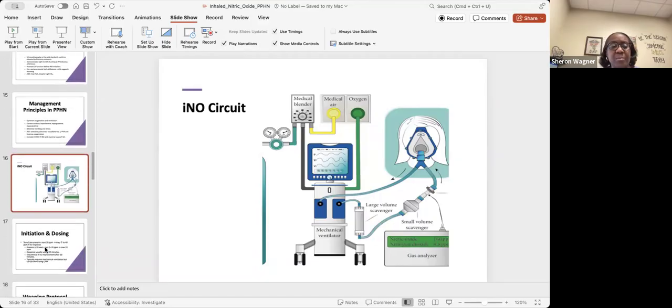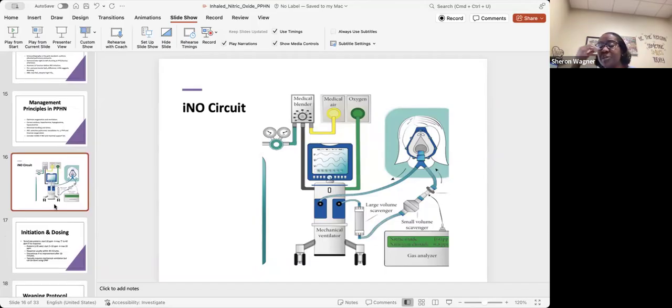Also be very, very careful that if your baby is requiring some PPV for whatever reason, make sure that the bag mask that you are using for this baby is also connected to the nitric, because you want to continue nitric no matter what. If your baby is intubated and you have to give some positive pressure, you should be delivering nitric oxide as well during those times.